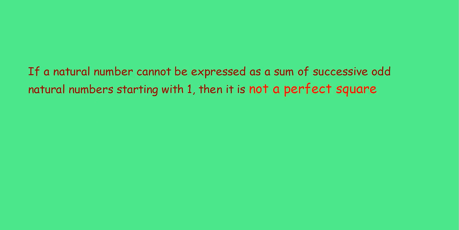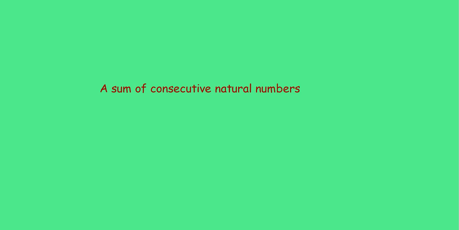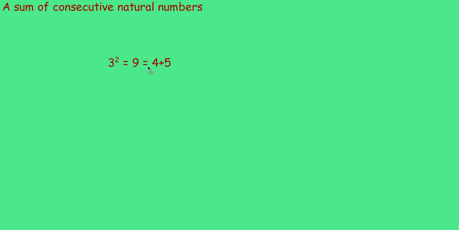So we can conclude, if a natural number cannot be expressed as a sum of successive odd natural numbers starting with 1, then it is not a perfect square. Now let us see the sum of consecutive natural numbers. 3 square, you know, is 9. 9 you can write as 4 plus 5. 4 and 5 are consecutive natural numbers.